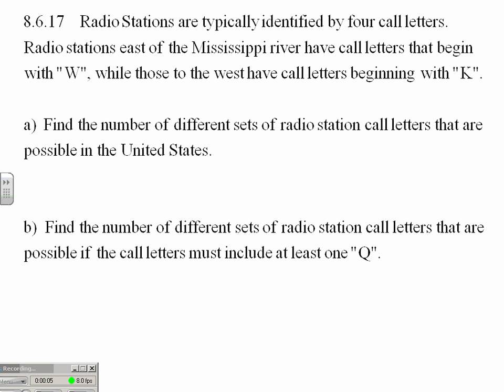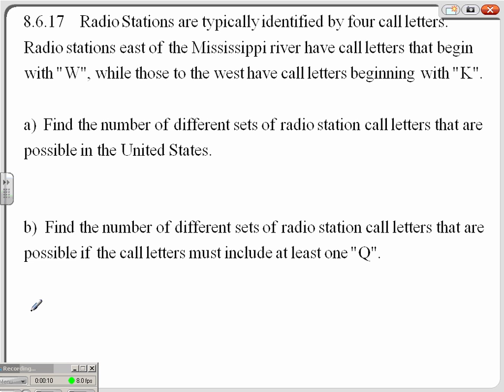Okay. Our counting problems go along pretty well in section 8.6, but we're really thrown into the fire on part B of number 17. So here's our problem. Radio stations are typically identified by 4 call letters. Radio stations east of the Mississippi River have call letters that begin with W, while those to the west have call letters that begin with K. Find the number of different sets of radio station call letters that are possible in the United States.